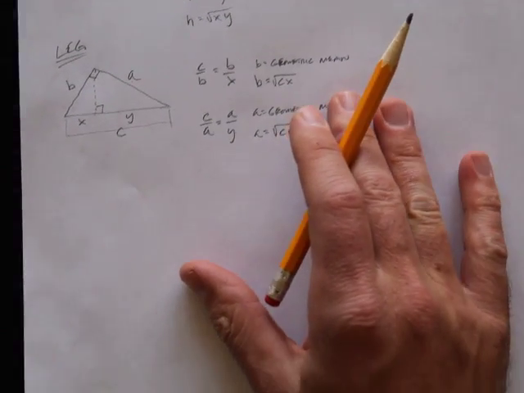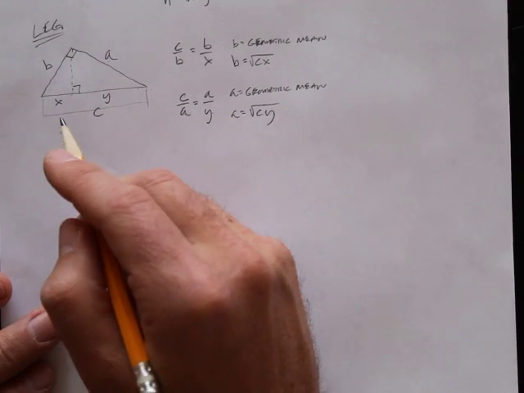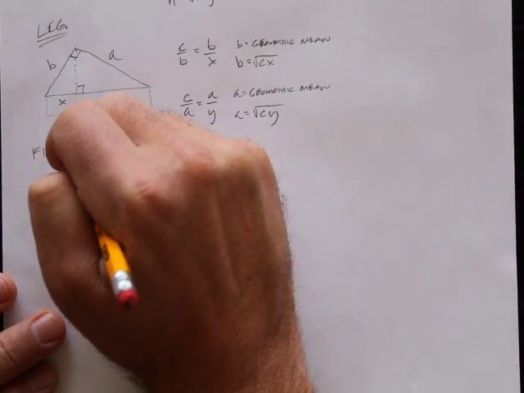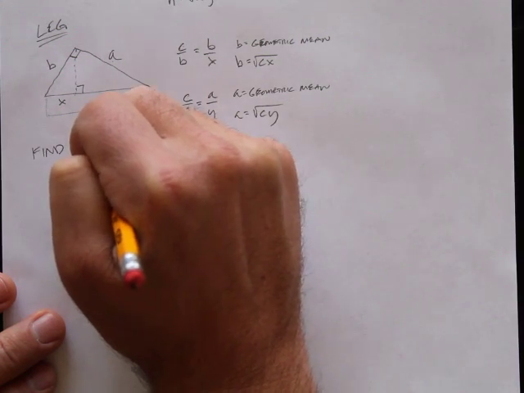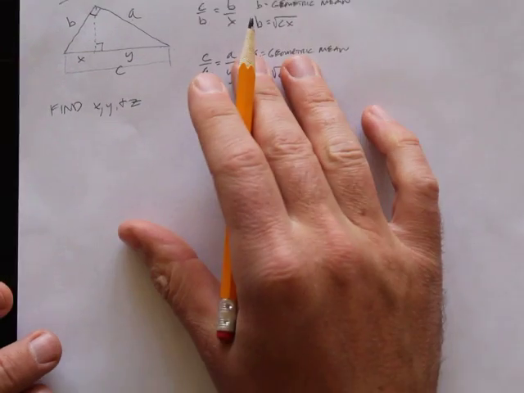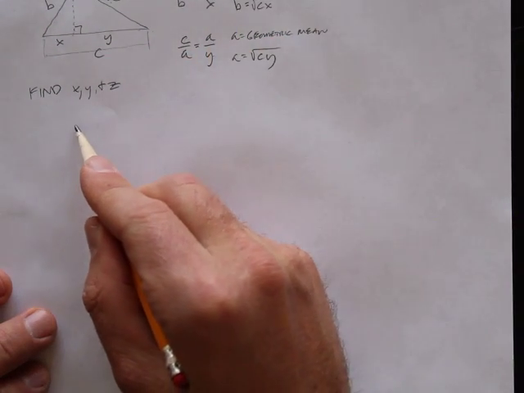All right, let's see if we can use this information to do some examples. Find X, Y, and Z. All right, I have a triangle.